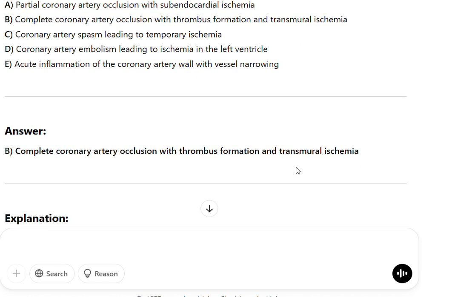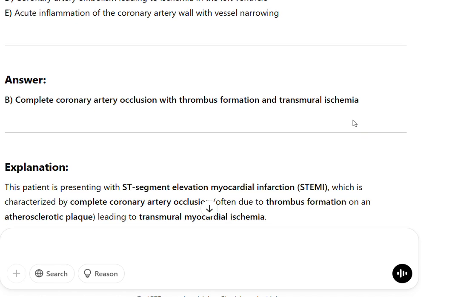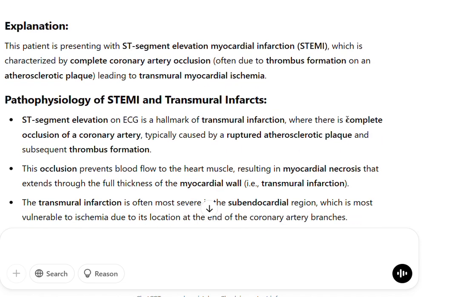Answer: B. Complete coronary artery occlusion with thrombus formation and transmural ischemia. Explanation: This patient is presenting with ST segment elevation myocardial infarction, STEMI, which is characterized by complete coronary artery occlusion, often due to thrombus formation on an atherosclerotic plaque, leading to transmural myocardial ischemia.